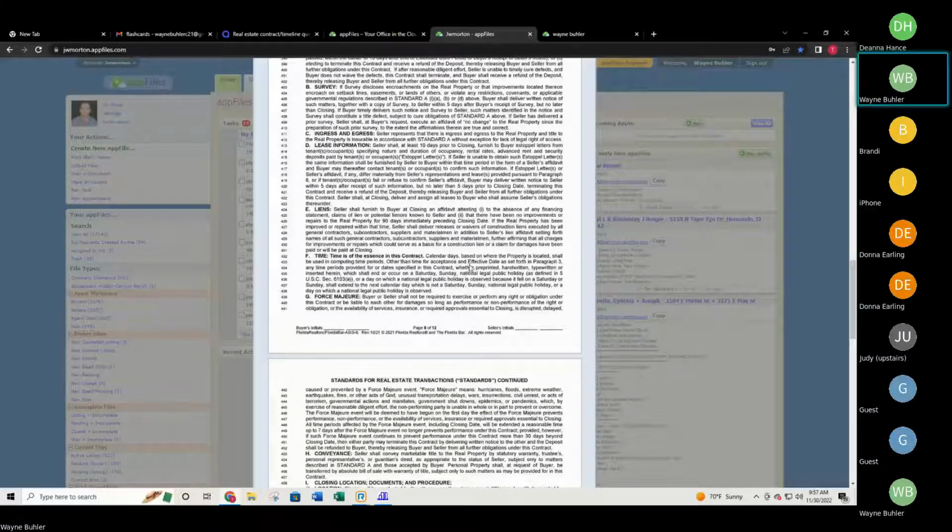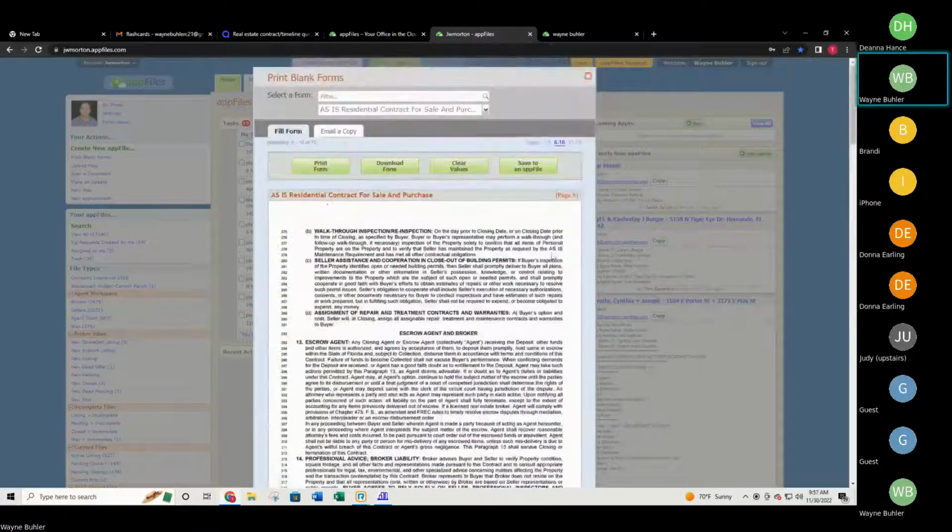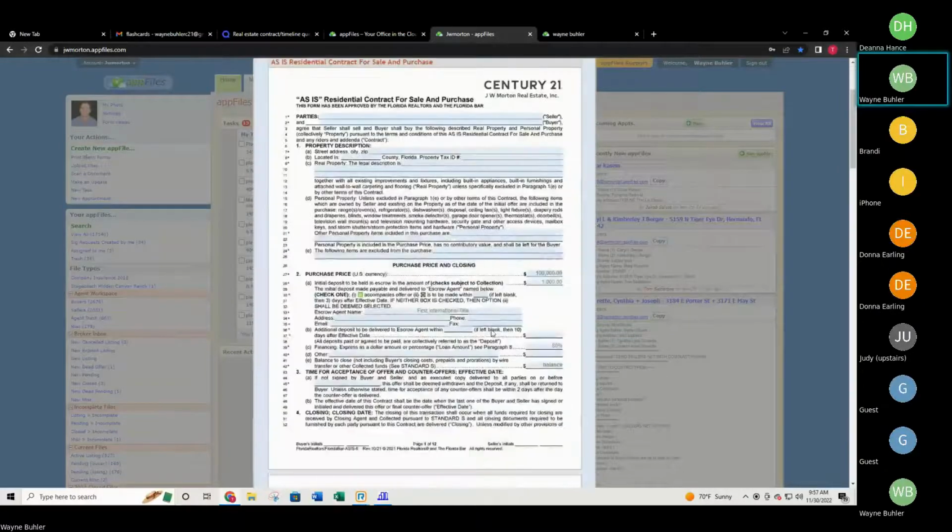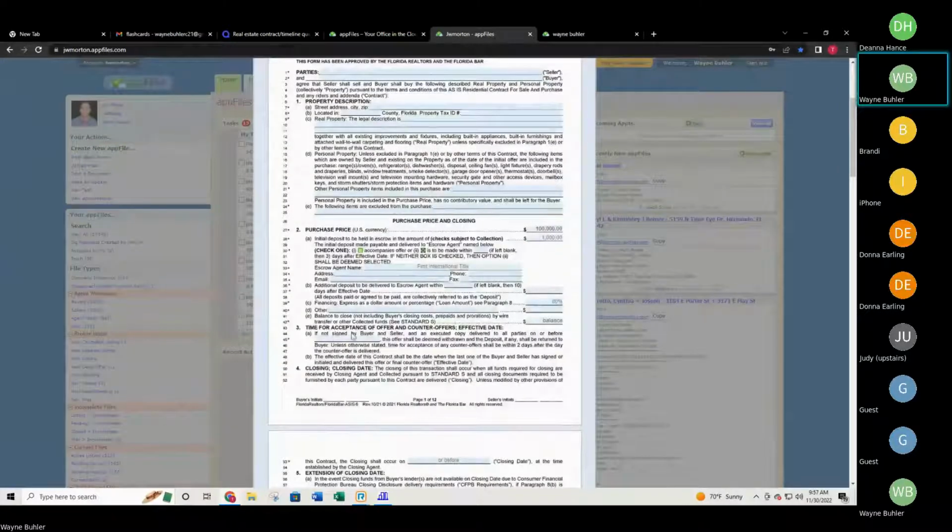So we're using calendar days based on where the property is located, shall be used in computing time other than time for acceptance and effective date. Correct. It says time for acceptance if not shall be on or before this offer shall be withdrawn, deposit shall be returned, unless otherwise stated. Time for acceptance for any counter offer shall be within 2 days. The effective date of this contract shall be the date when the last buyer signed or initialed and delivered, and then the closing of this transaction shall occur. So again, what they're saying is closing can't happen on a weekend.